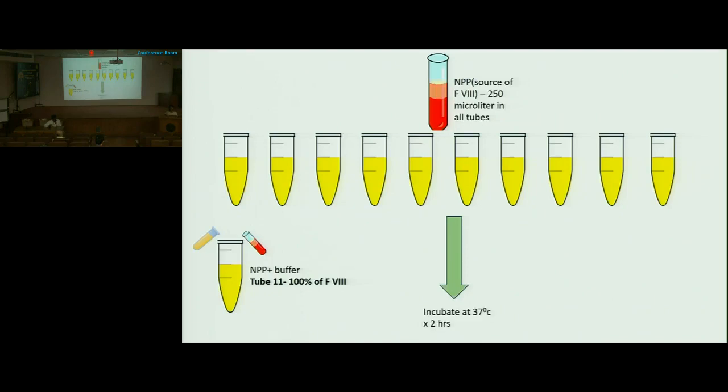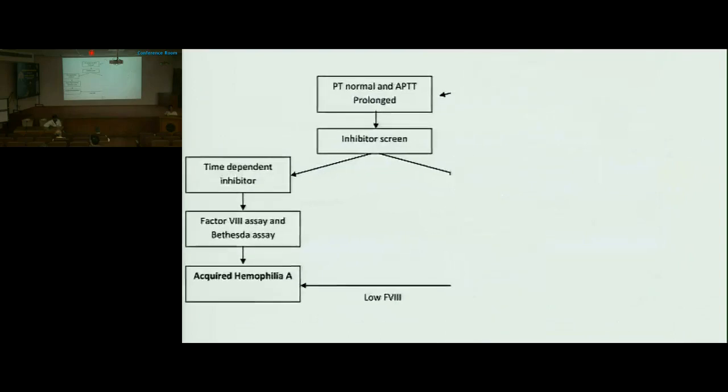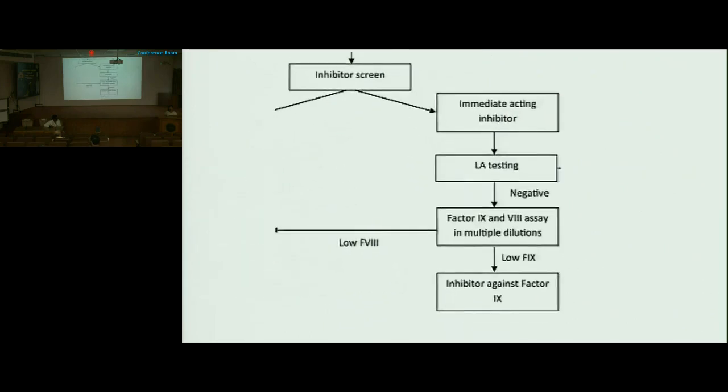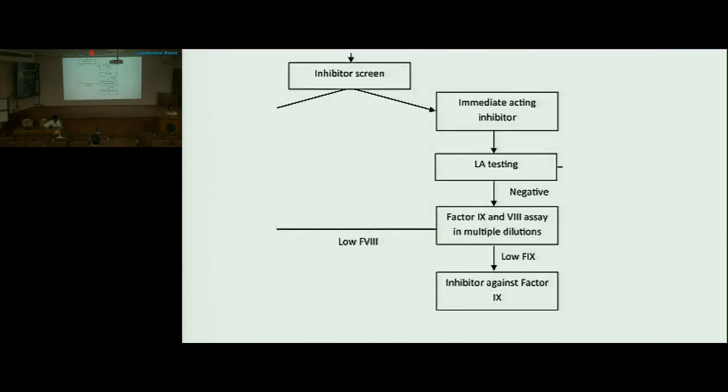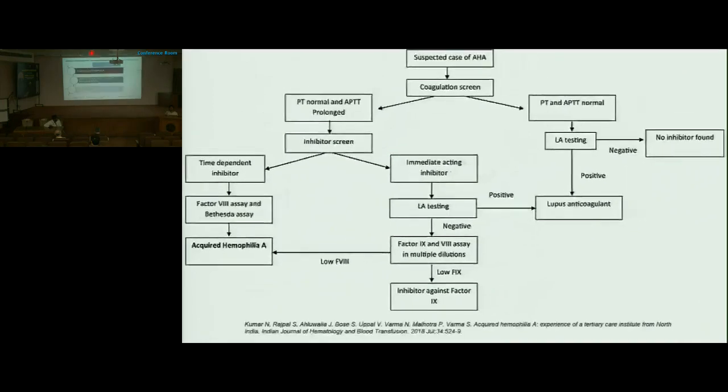And we know it is a time-dependent inhibitor, so we are incubating at 37 degrees Celsius. The results are measured in Bethesda units. So we can see here, when there is a prolonged APTT, an inhibitor screen is performed. If it is a time-dependent inhibitor, we think about doing factor 8 assay and Bethesda assay. If it is an immediate acting inhibitor, we have to perform lupus anticoagulant testing with factor 8 and 9 assay and multiple dilutions. And then a diagnosis of acquired hemophilia A is made.